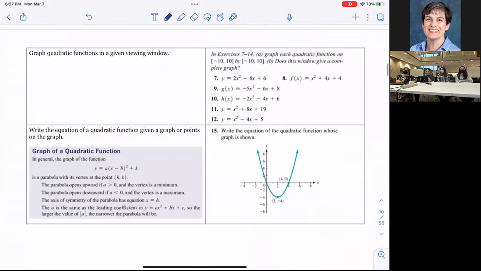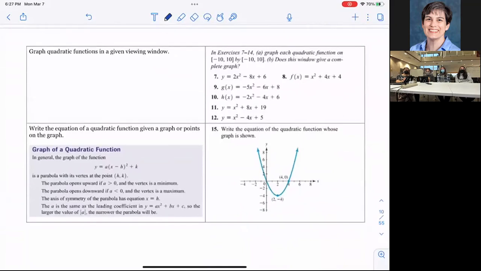Okay. So do we have any questions on this page, 7 through 12 or number 15? Yeah, so on the calculator questions, guys, like 7 through 12, it talks about the window and stuff. Come by the MSTC, we'll show you how to do that.